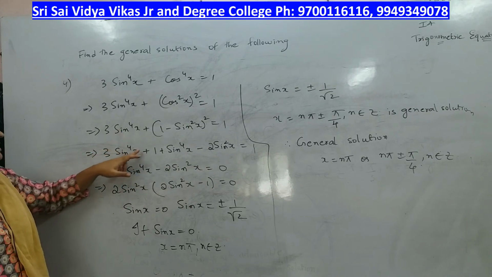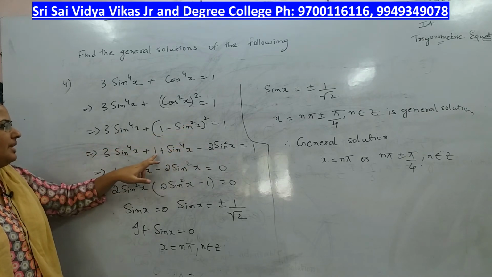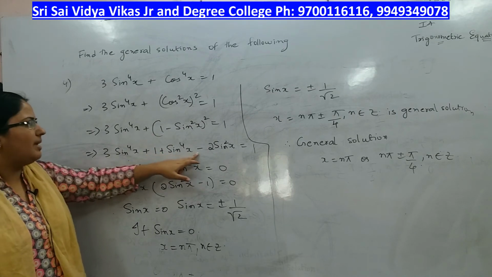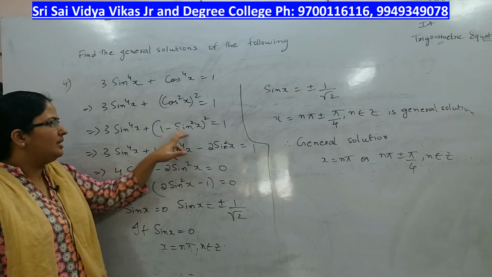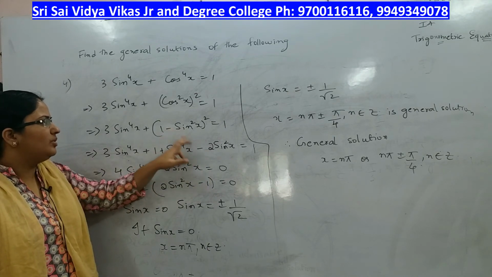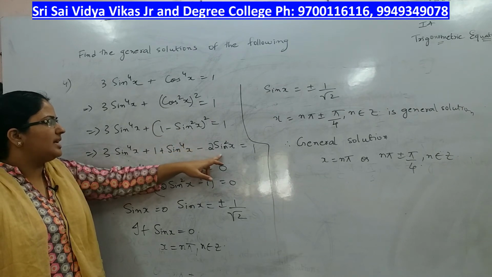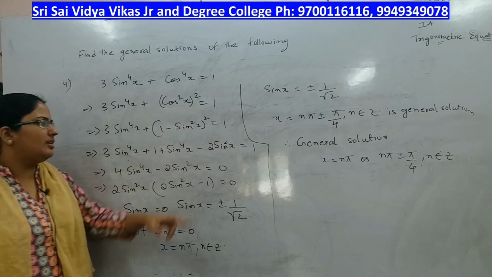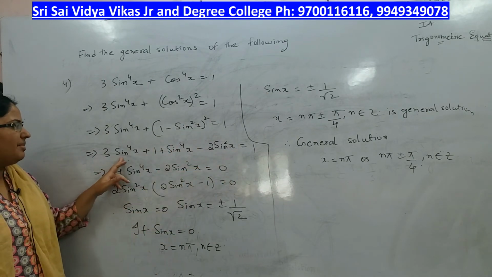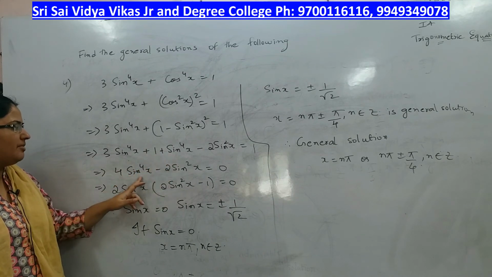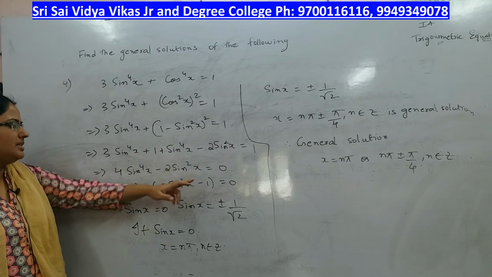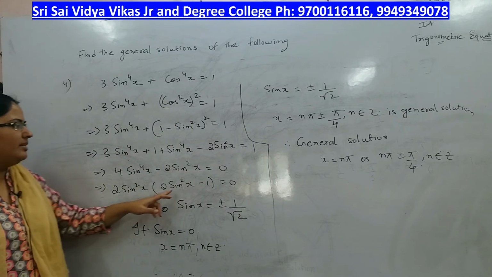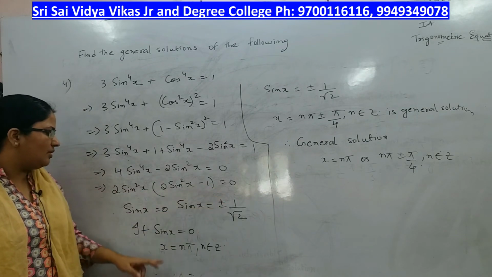3 sin power 4x plus 4 times the expansion of a minus b whole square, a square plus b square minus 2ab, that is 1 plus sin power 4x minus 2 into 1 into sin square x, that is 2 sin square x, is equal to 1. The 1 on either side cancels because they are on either side of the equal to. 3 sin power 4x plus sin power 4x is 4 sin power 4x, minus 2 sin square x is equal to 0. Take 2 sin square x common. You have 2 sin square x minus 1 is equal to 0.